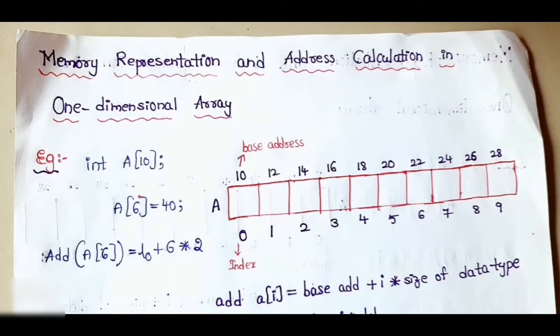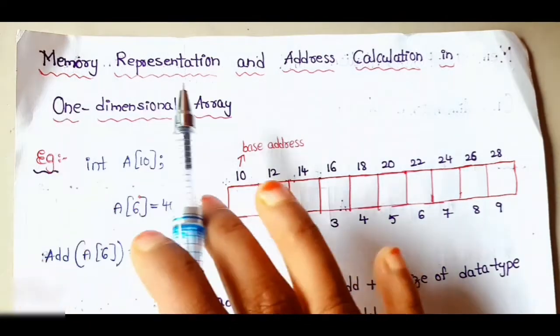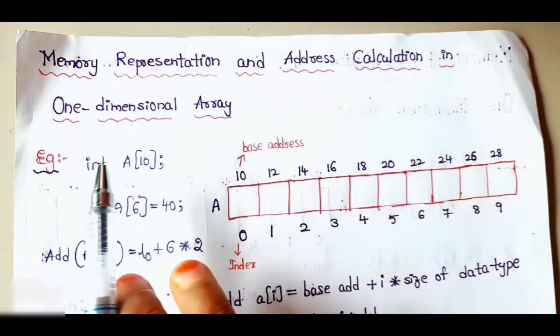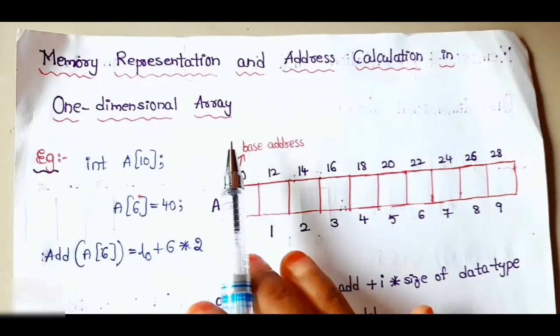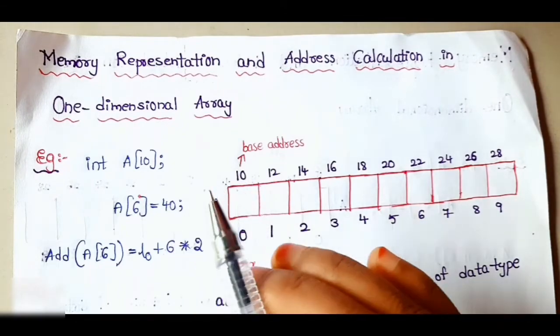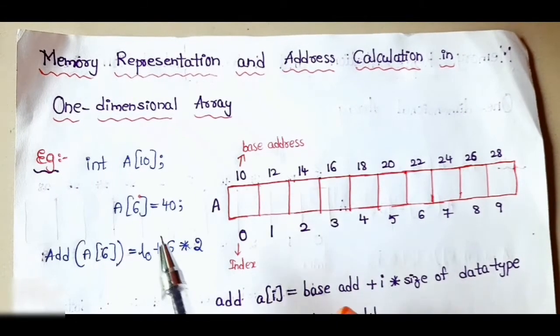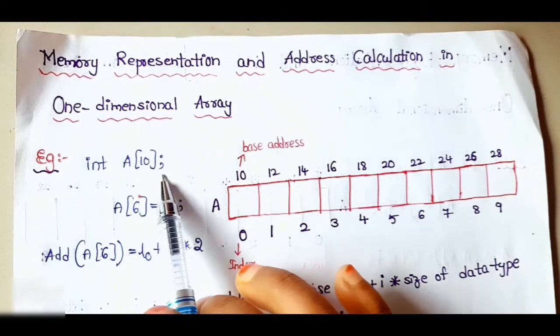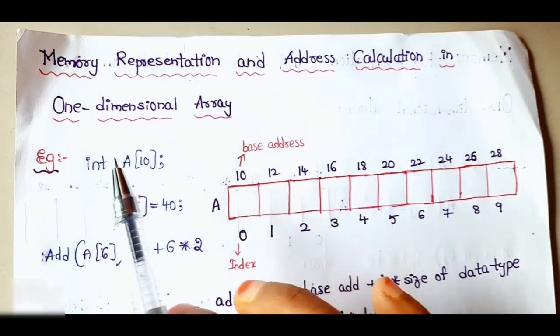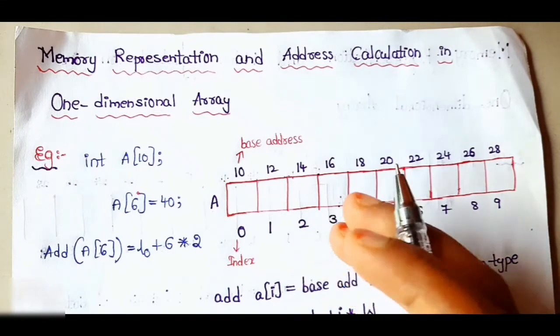Hello friends, in today's session we will discuss the memory representation and address calculation in a one-dimensional array. Now let us see the example for a single-dimensional array. This is the declaration of the single-dimension array. If only one subscript is there, then it is a single-dimension array. So how will this be stored in memory?